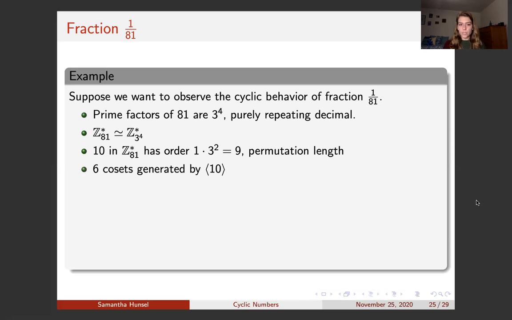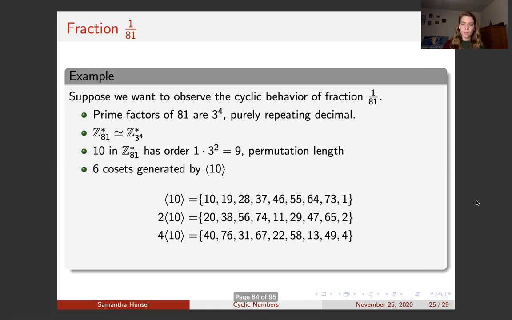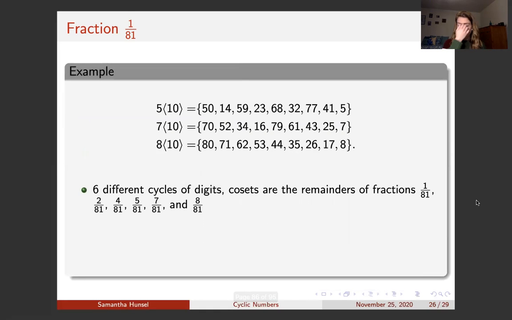There will be 6 cosets generated by the group generated by 10, and those are as follows. And those cosets are the remainders of the fractions 1 over 81, 2 over 81, etc., all the way up to 8 over 81. And so those are the groups of remainders.